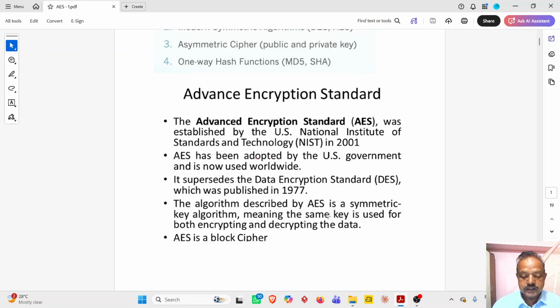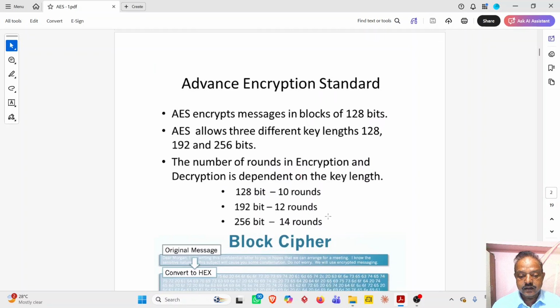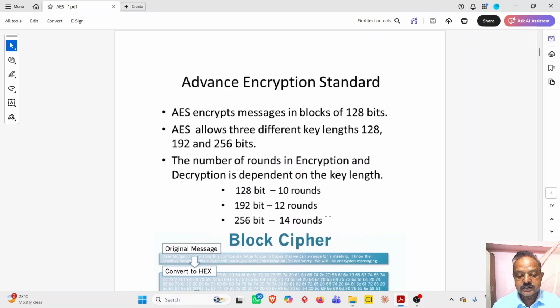So we use a block cipher. These are the key things. AES encrypts messages in blocks of 128 bits. We have options for the key: 128 bit, 192 bit and 256 bit. 128 bit is enough. It is difficult to decrypt or hack it till now. But if you need more security, then we can go for 256 bit. The reason is that the algorithm will be very slow. It takes a lot of time, right?